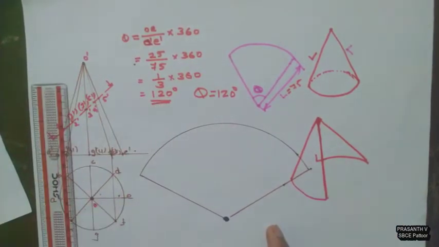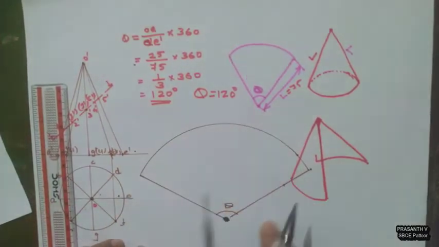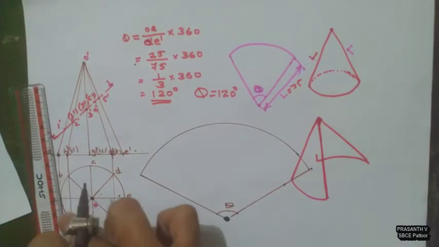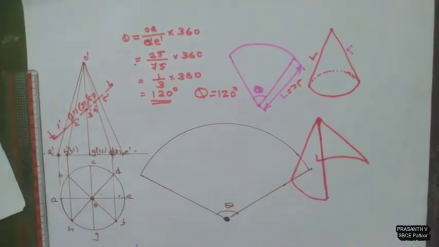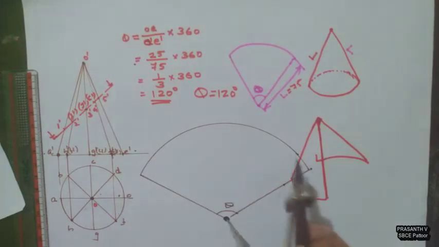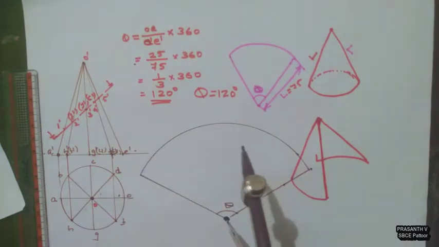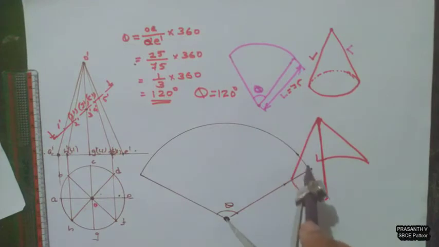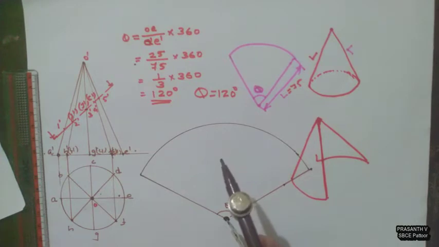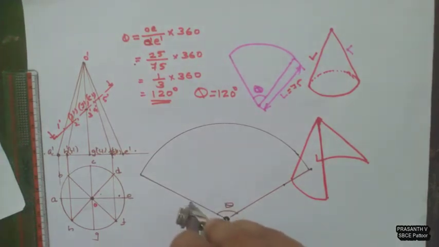Now this is the development of the complete cone. Now we have to mark the section points in this development also. Here you have divided the circle into 8 equal parts. Similarly, you have to divide this arc sector into 8 equal parts also. For that, just divide this arc sector like this. Take any radius.